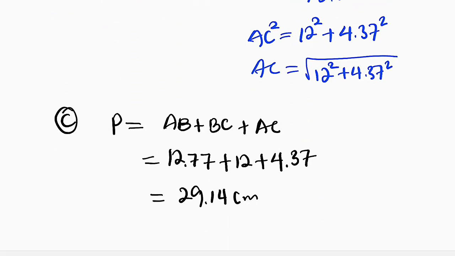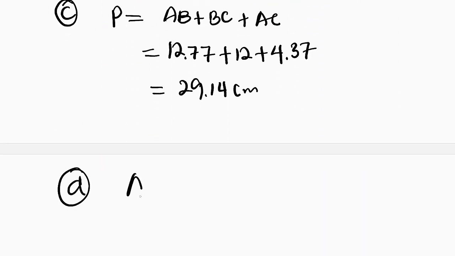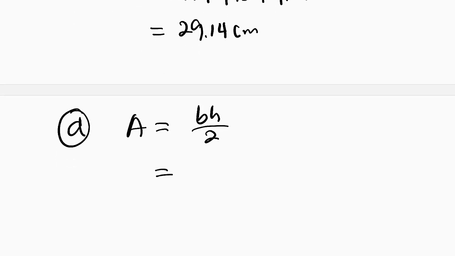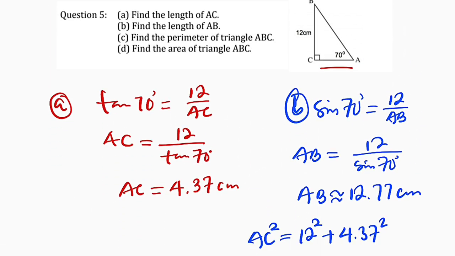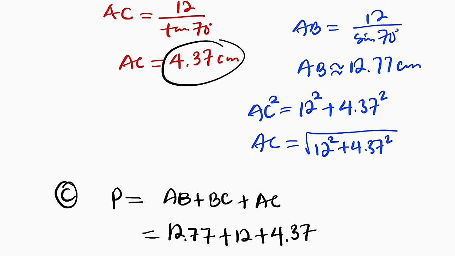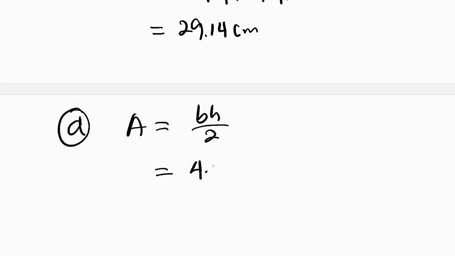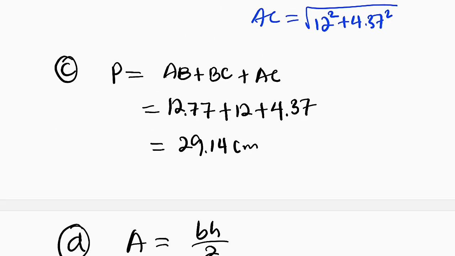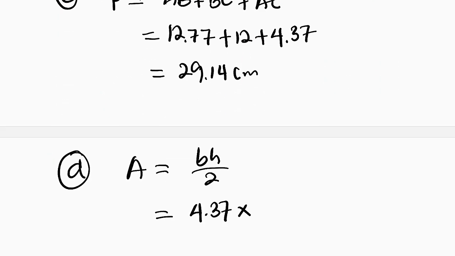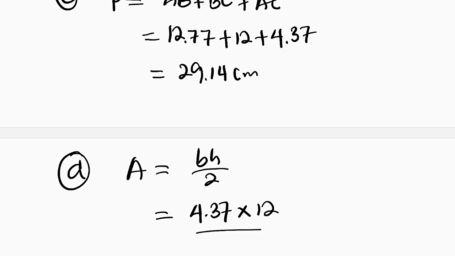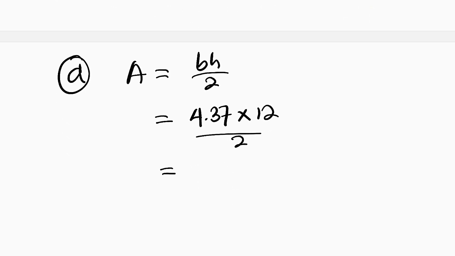And lastly, we are asked to find the area. So the area, remember, of a triangle is base times the height divided by 2. The base is what? AC, and AC is 4.37. So we have 4.37 multiplied by the height. The height is 12. Then divide by 2. You can plug everything into the calculator. This is 26.22 centimeter squared. So this is the area.